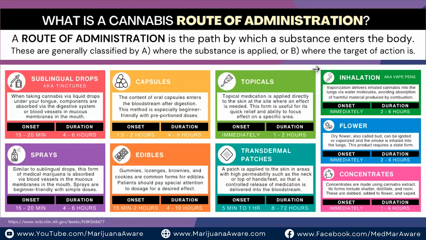Those really quick acting products are going to be the inhalation products, also known as a vape. It's going to be smokable flower, and it's going to be concentrates. Those are the absolute fastest forms of any cannabis product. However, all of those forms involve having to inhale a product, so it might be something that a patient might be uncomfortable with.